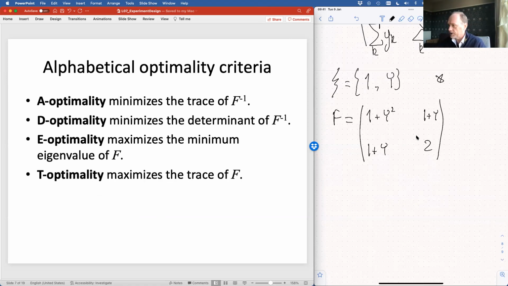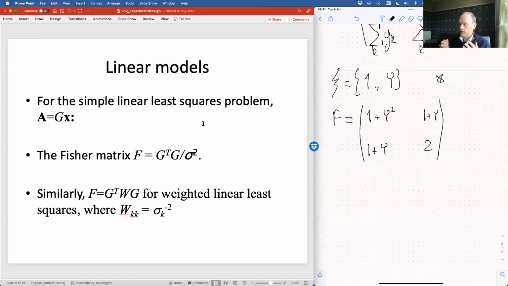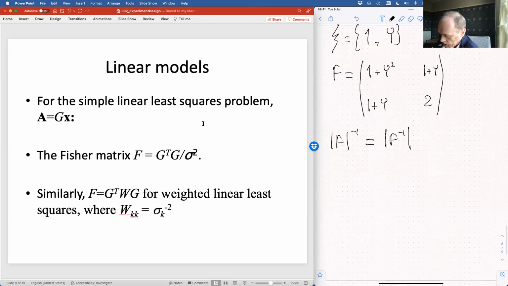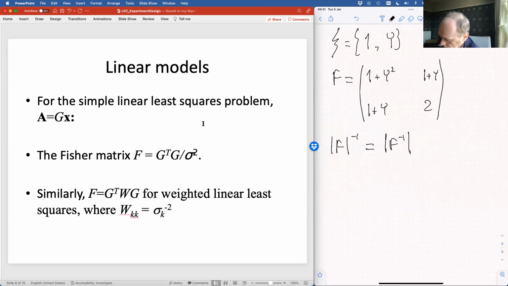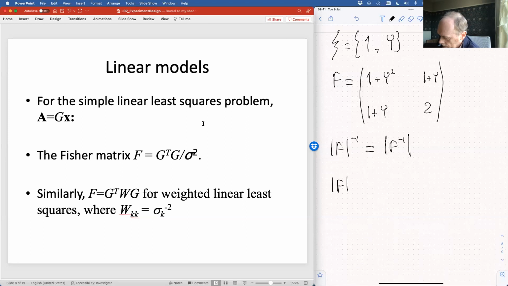Let's pick one of these criteria then. I suggest we go with D-optimality. We'll compute the determinant of the inverse of F. Of course, the determinant of the inverse of F is equal to the inverse of the determinant of F. It is true to say, unlike the trace, that inverting the determinant of F gives me the determinant of F inverse. So I'm just going to work with F. The determinant of this F is the product of diagonal elements minus the product of off-diagonal elements.